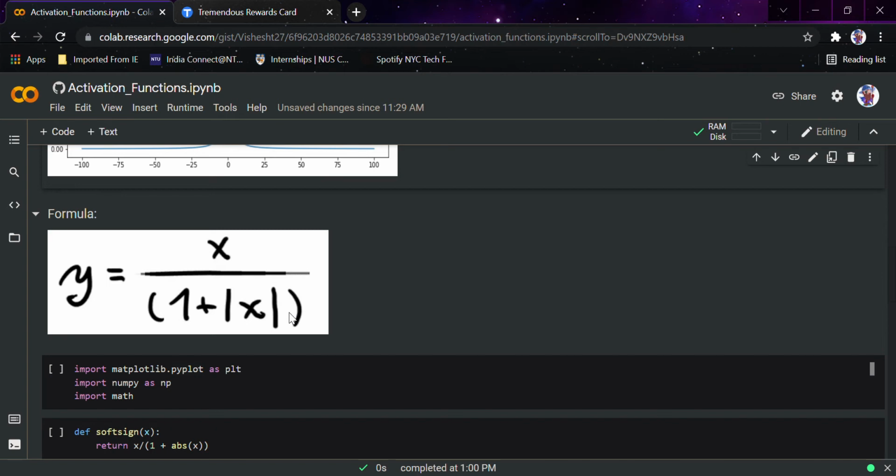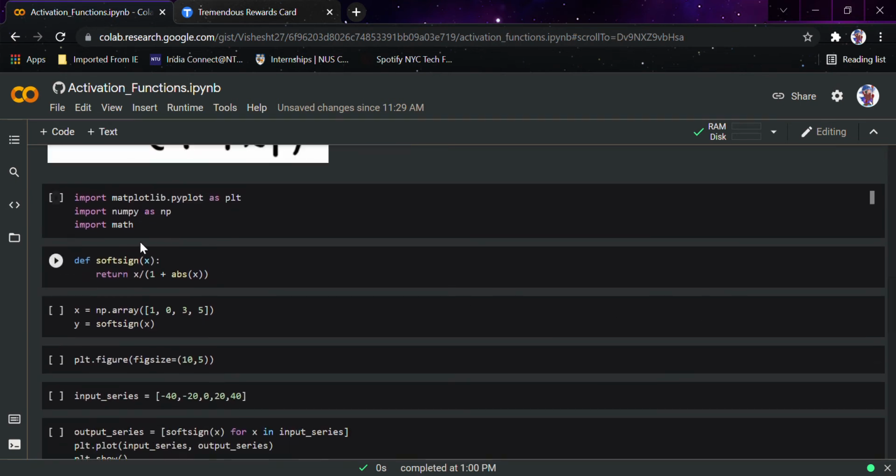1 plus -1 could have happened if the x value is -1, but here the mod of x is being taken, hence 1 / (1 + 1), that is 0.5, because 1 plus 1 is happening since x is in mod and the mod of -1 is 1. So we will be plotting the same function here.